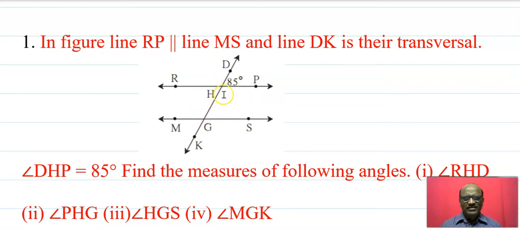And again, we can get the remaining four angles. The measure of angle HGS is equal to the measure of angle DHP. This is 85, this is 85, because these two lines are parallel, therefore their corresponding angles are congruent. Therefore the measure of angle HGS is also 85. Again, the measure of angle RHG is equal to 85. Therefore, the corresponding measure of angle MGK is also 85, and in this way we will find all the angles.